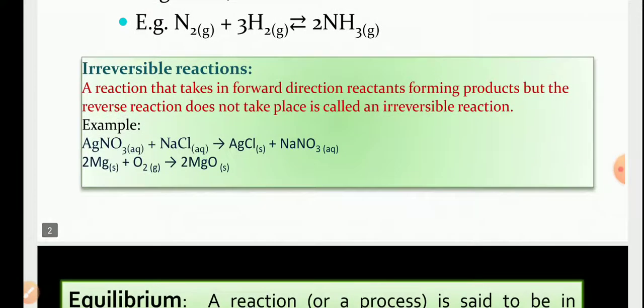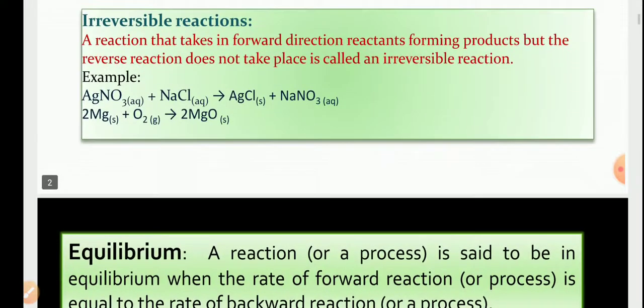Another example is the burning of magnesium in the presence of oxygen, which produces magnesium oxide. It is unidirectional, that is, it occurs in the forward direction. Or simply, if you consider the burning of fuel, the carbon present in your fuel is burned in the presence of oxygen and converted to carbon dioxide. So it is unidirectional, but no reaction is basically unidirectional.